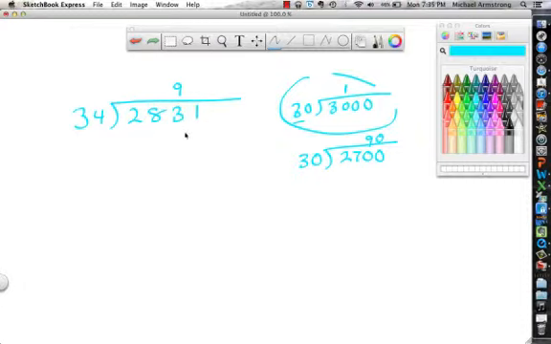Should I change colors so we can see what's happening here nicely? 9. Putting it right here so that it matches here. 9 times 4 is 36. 9 times 3 is 27. 28, 29, 30. Well, that's still too big.